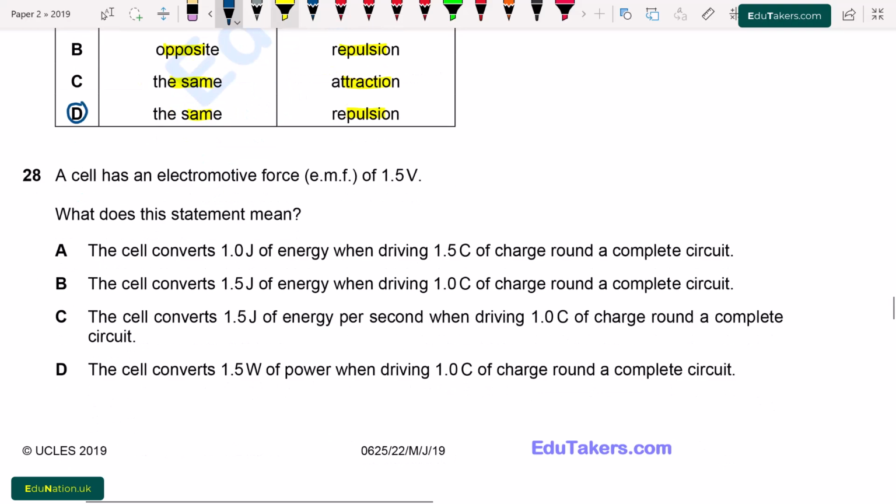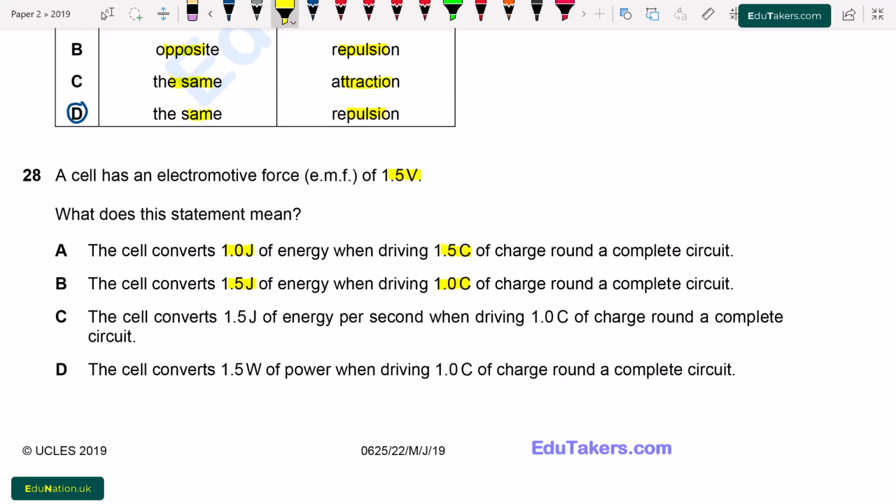Question number 28. A cell has an electromotive force, EMF, of 1.5 volts. What does this statement mean? A. The cell converts 1.0 joule of energy when driving 1.5 coulombs of charge around a complete circuit. B. The cell converts 1.5 joules of energy when driving 1.0 coulomb of charge around a complete circuit. C.